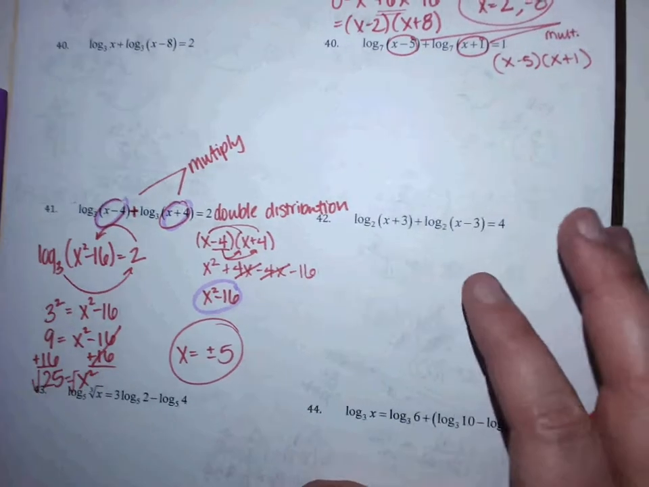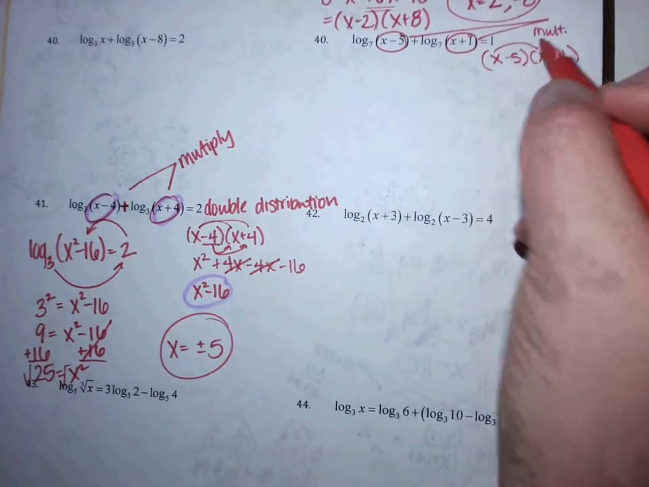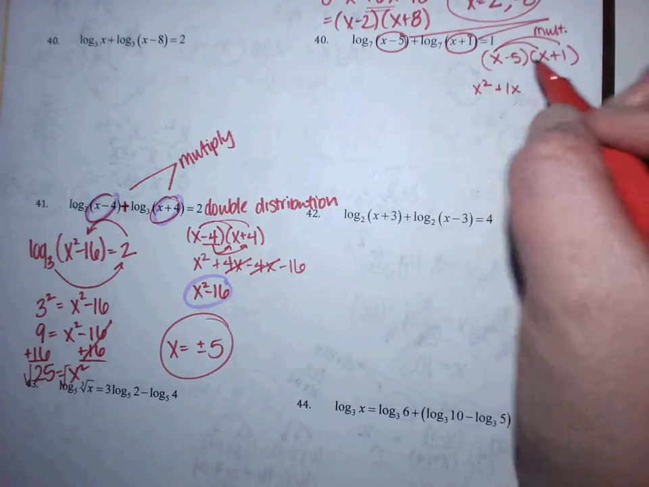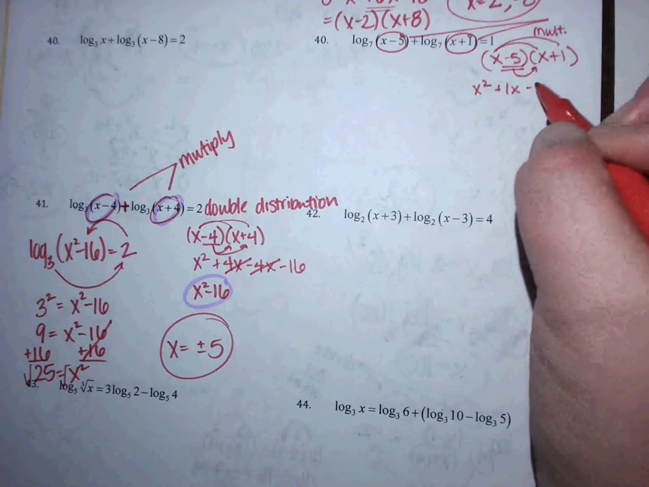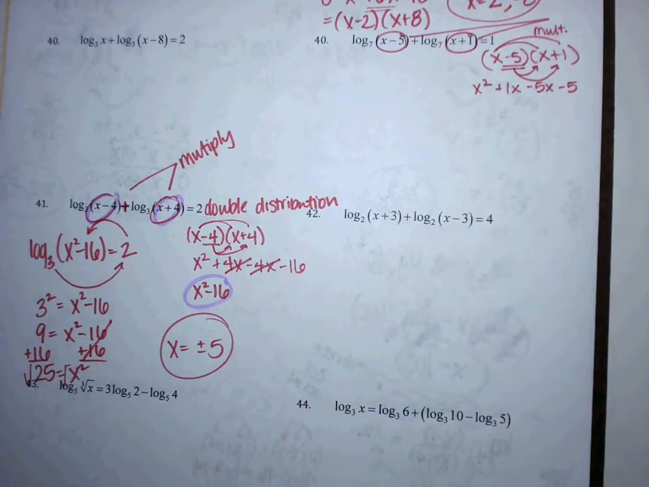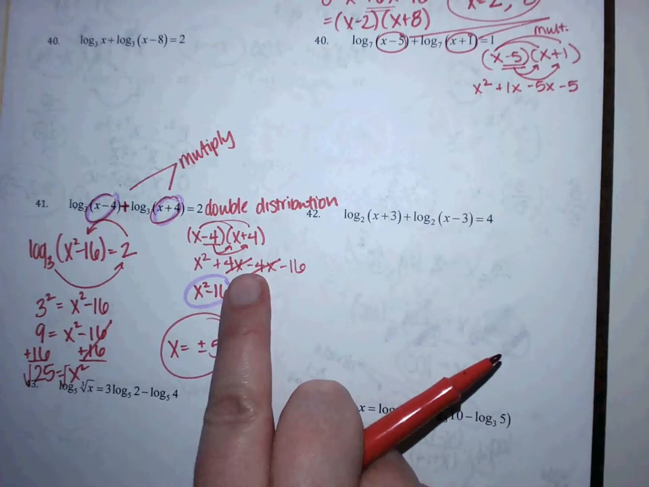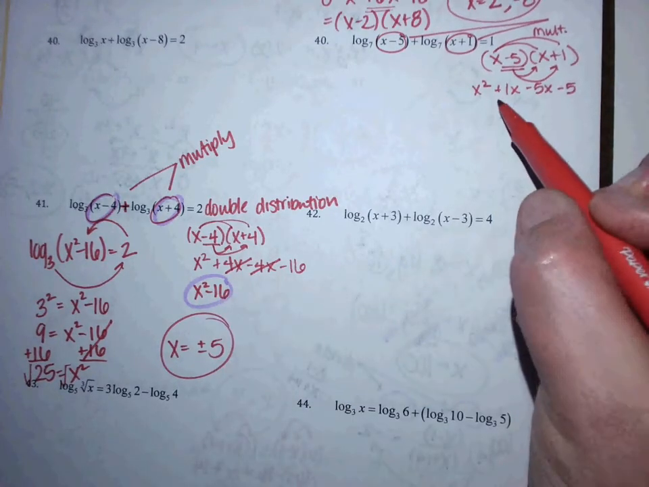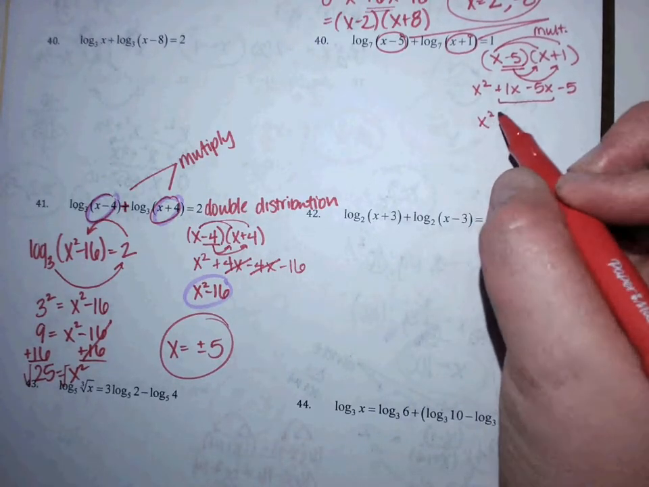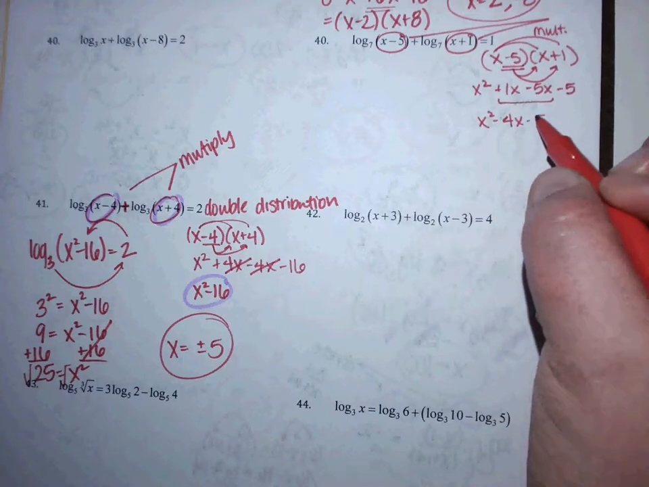Okay? So from here, I have x times x is x squared. X times 1 is a 1x. Negative 5 times x is a negative 5x. Negative 5 times 1 is a minus 5. Now, last time my 4x's came out to be opposites and canceled. This time I gotta combine them. So 1x minus 5x is going to be actually a negative 4x minus 5.